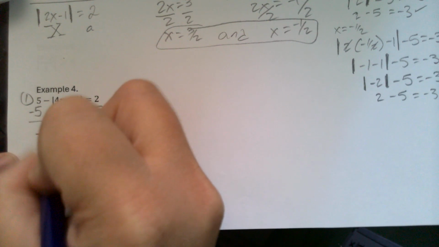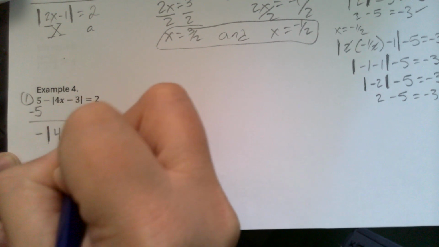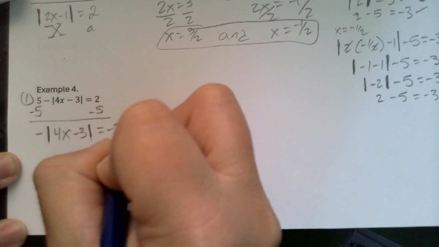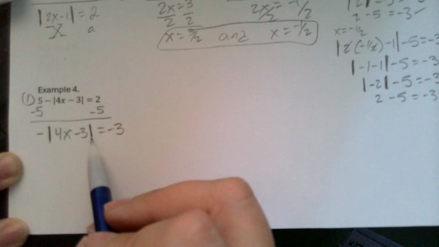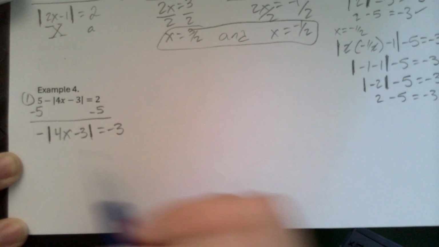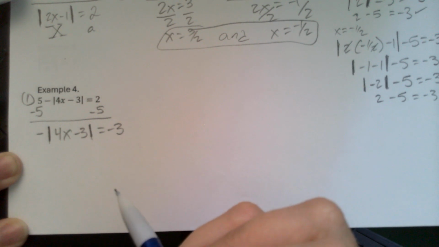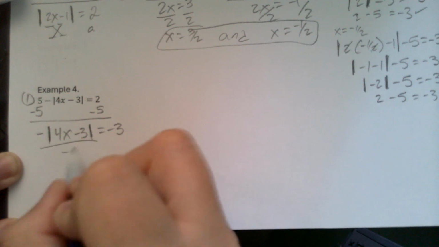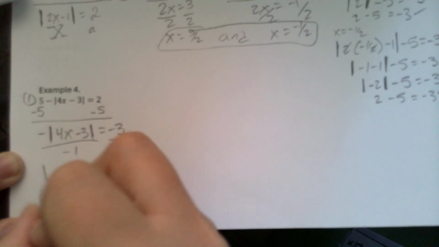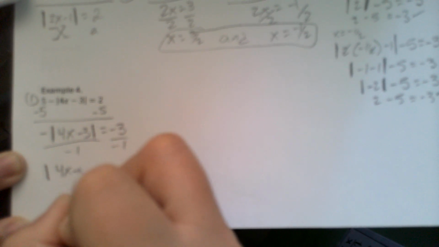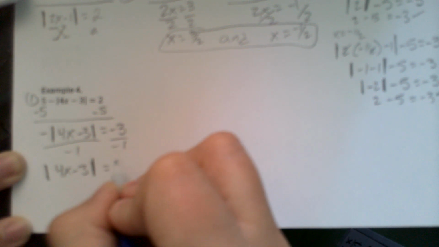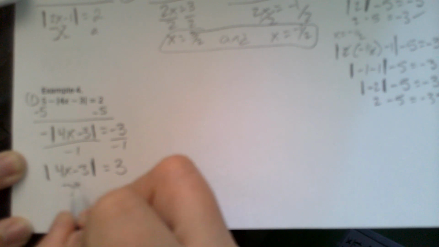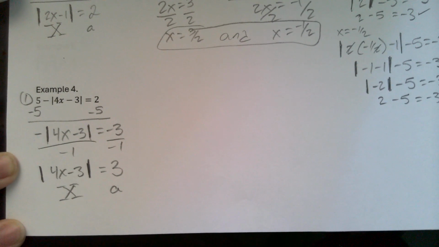It gives me negative absolute value of 4x minus 3, close absolute value, equals negative 3. You cannot distribute this negative because they're not parentheses. It is negative 1 times whatever comes out of these absolute value bars. The opposite of multiplication is division, so I divide both sides by negative 1. That gives me the absolute value of 4x minus 3, close absolute value, equals negative 3 divided by negative 1, which is a positive 3. With the absolute value of our algebraic expression equal to a positive a.